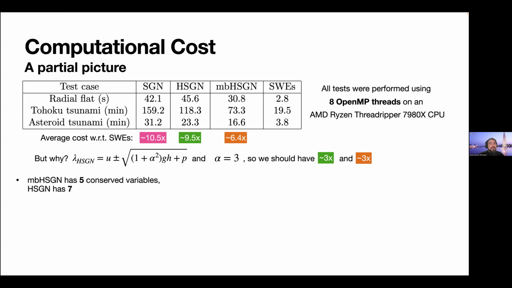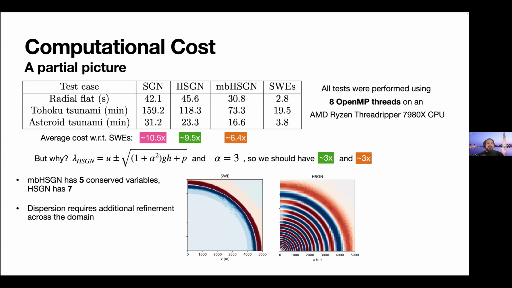Something that is even more important is the fact that dispersion requires refinement in bigger portions of the domain. So for instance, in this plot, you can see that for the shallow water equations, we could just refine around the leading wave, whereas for the dispersive model, we need to refine almost everywhere if we want to capture dispersion. So there's a portion of the computational cost that is just unavoidable.